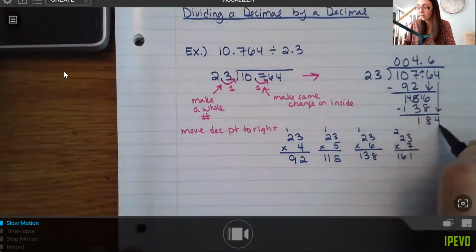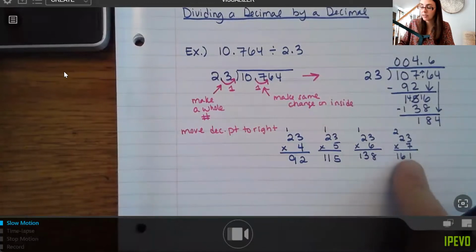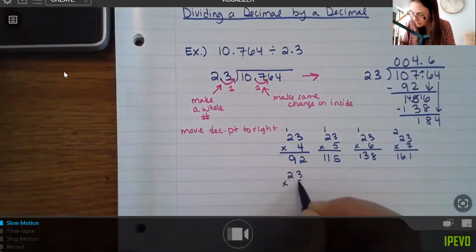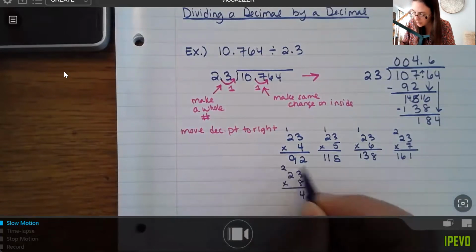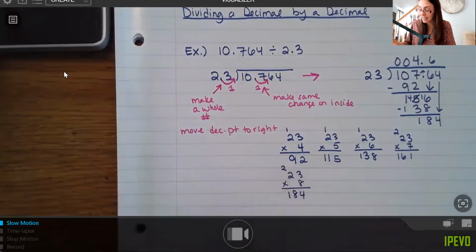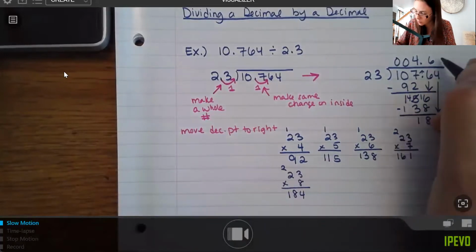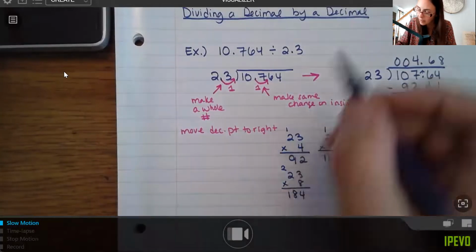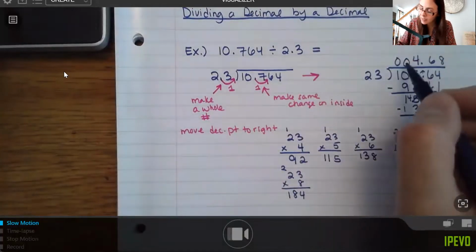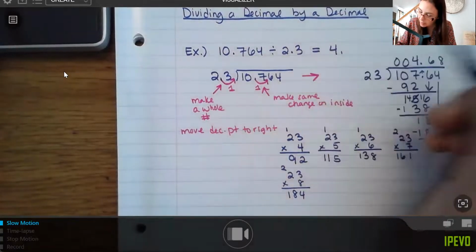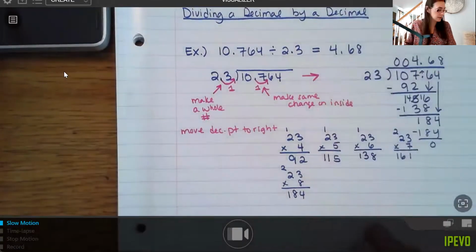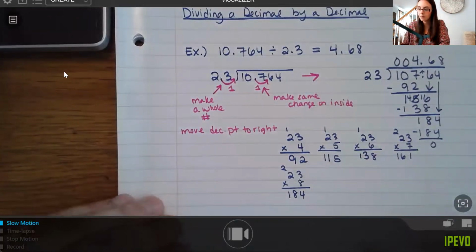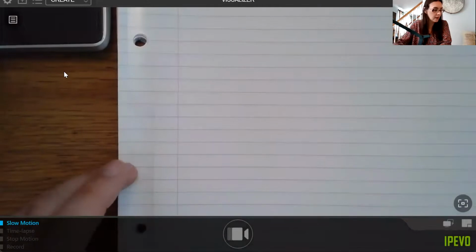Now I have 184. Again, this looks a little bit small, so let's try times 8. I get 24 there. Here I have 16 plus 2 is 18, and I get exactly 184. So I know that 8 is going to work out perfectly here, and I will finally be done. So my answer here then is I can drop the leading 0, so it's just 4 and 68 hundredths. Let's do another example.